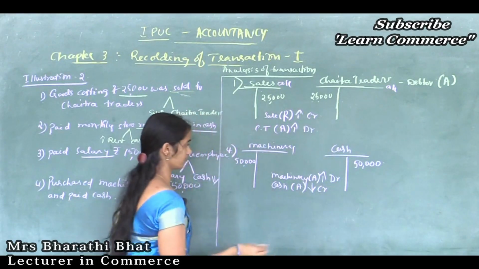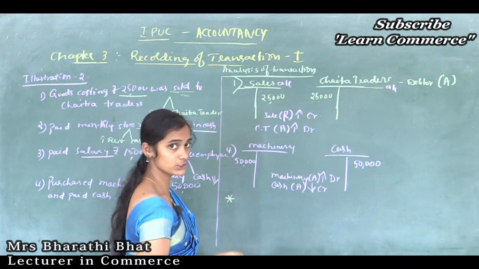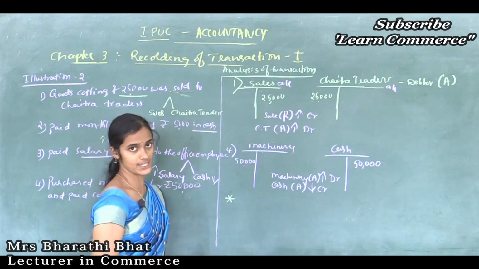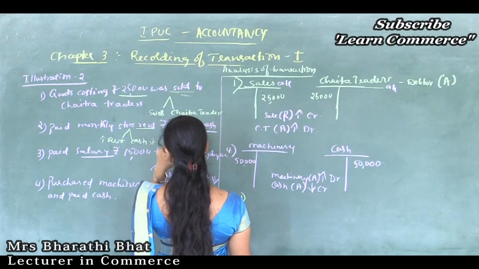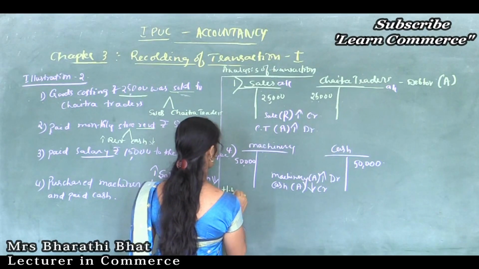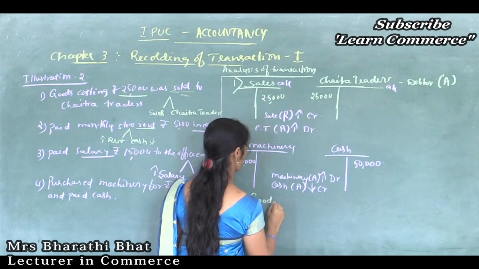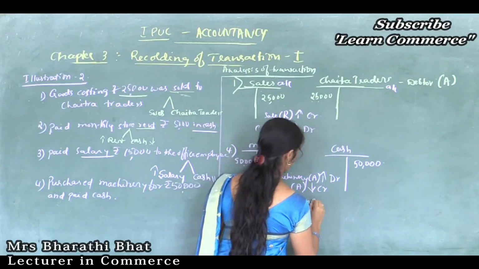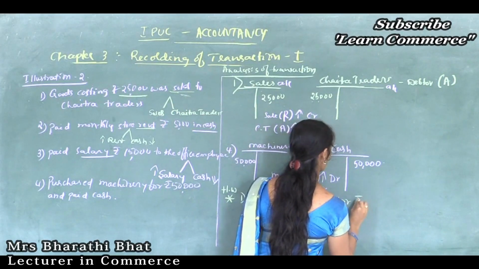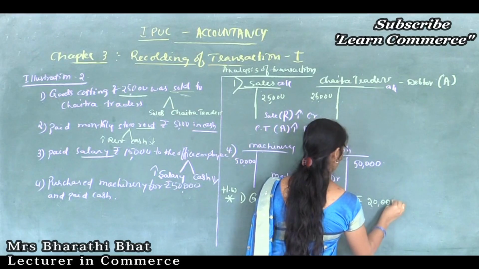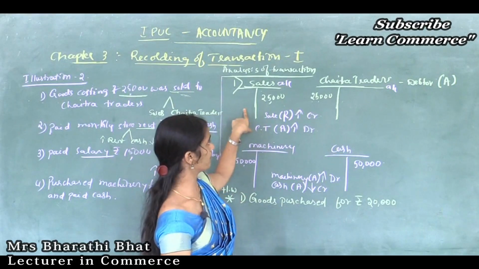Now take down the assignment question for this class. I'll give similar transactions. Try to analyze the transactions. Homework 2, transaction 1: goods purchased for rupees 20,000. You should identify the two accounts involved in this, and you should apply the rule like this.